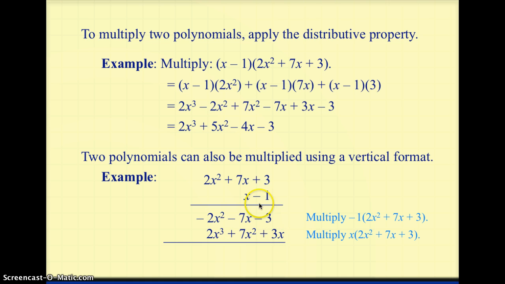Then you're going to multiply x. x times 3 is 3x. x times 7x is 7x squared. And x times 2x squared is 2x to the third. Then you're going to add the terms in each column. So when you add the terms in each column, you get 2x to the third plus 5x squared. So you have to line up your terms. Minus 4x minus 3. It should be 3, not 3x.